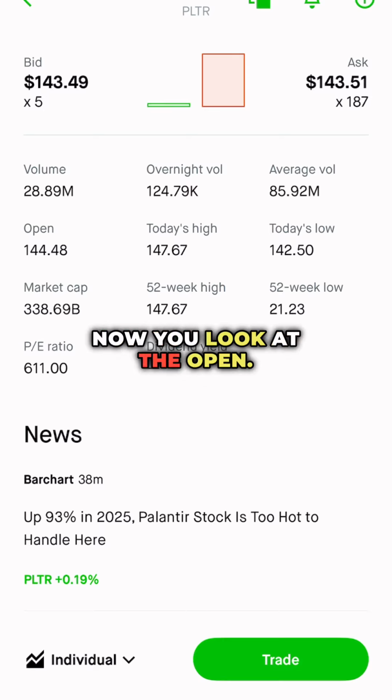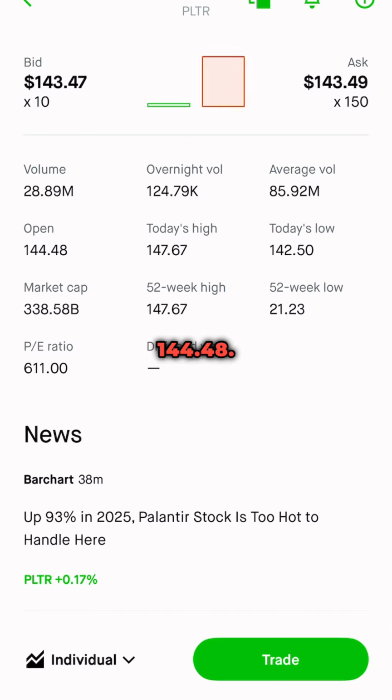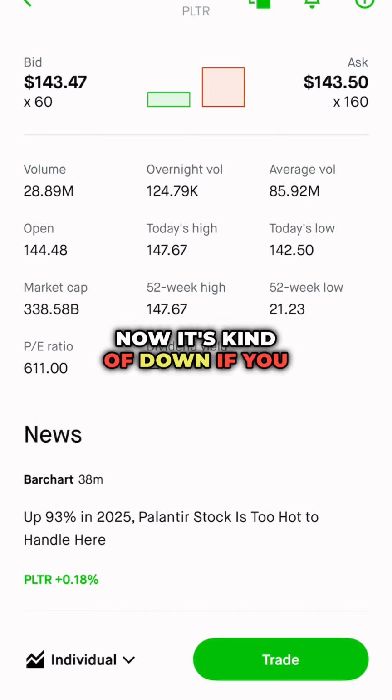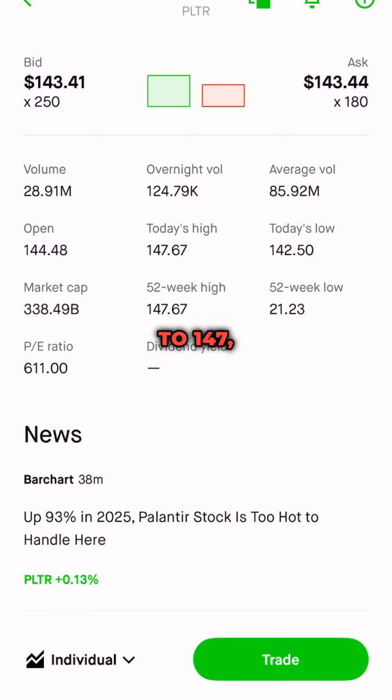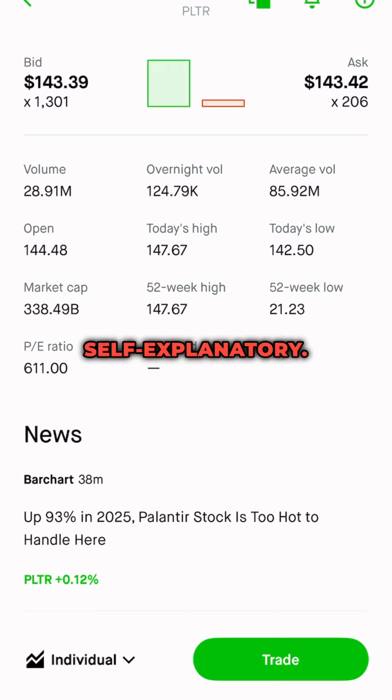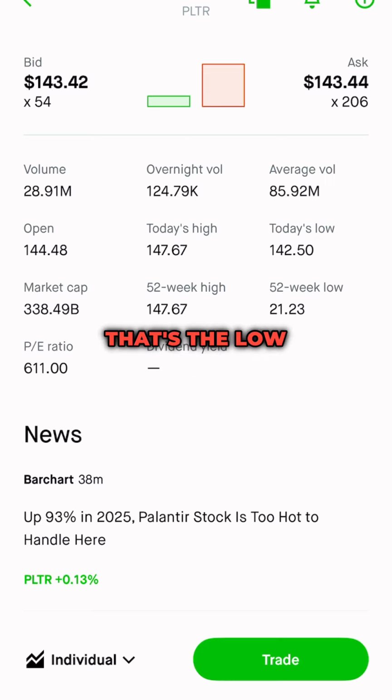Now you look at the open. The open is the price it opened at today, 144.48. Now it's kind of down if you look at that. Today's high, it went up to 147, kind of self-explanatory. Same for today's low, that's the low of the day.